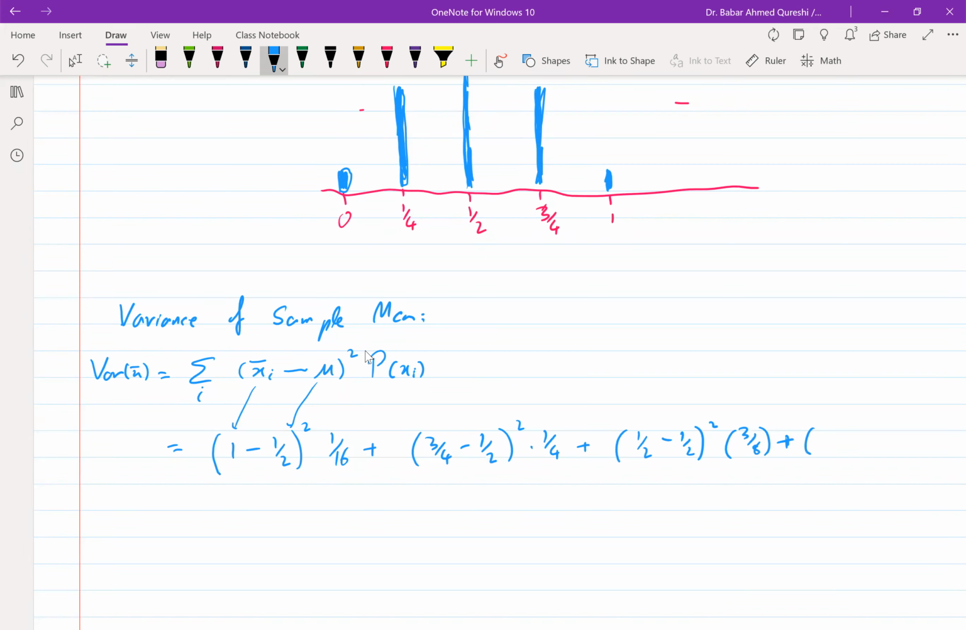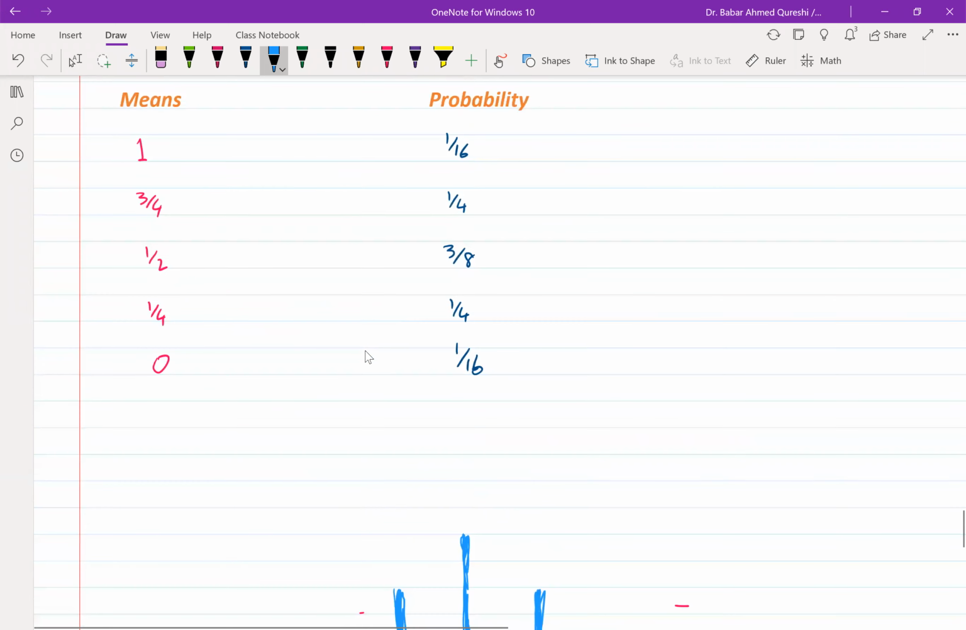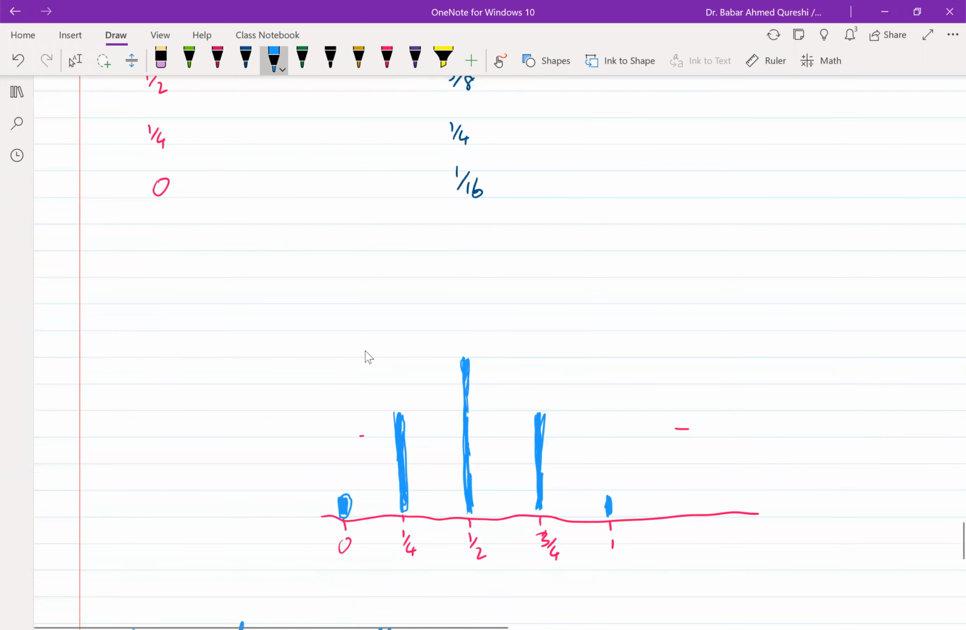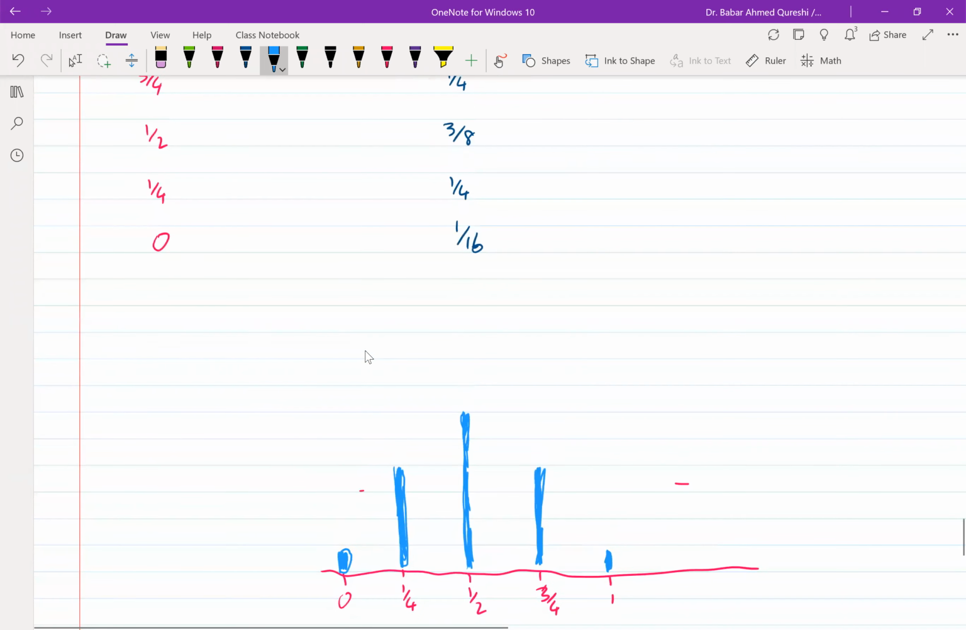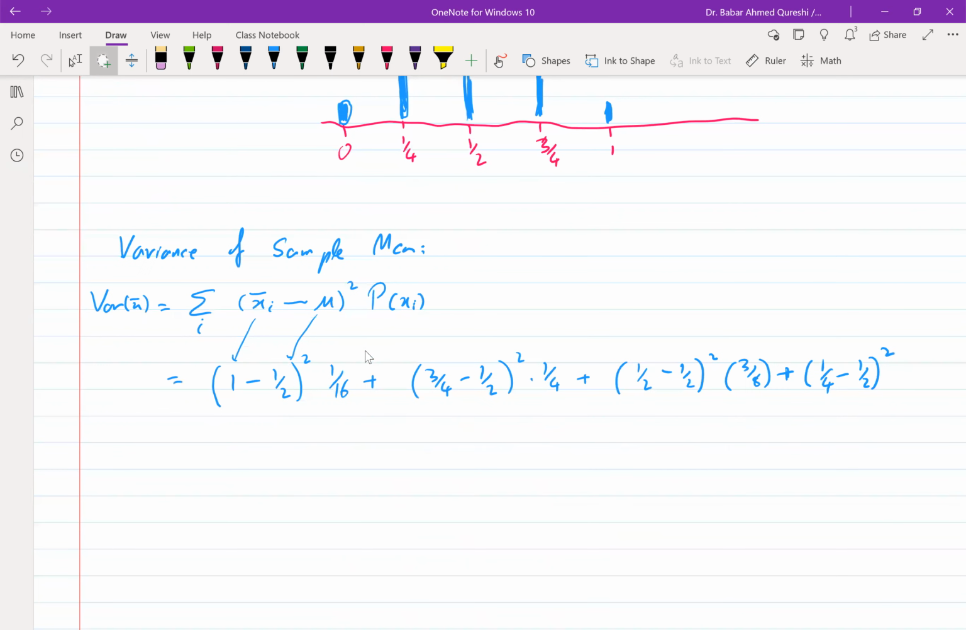And then you have 1 by 4 minus half. This is the value of the mean, and this is the expectation value of the sample mean. And its probability is 1 by 4. And then you have this last number 0 minus half, and its probability is 1 by 16.